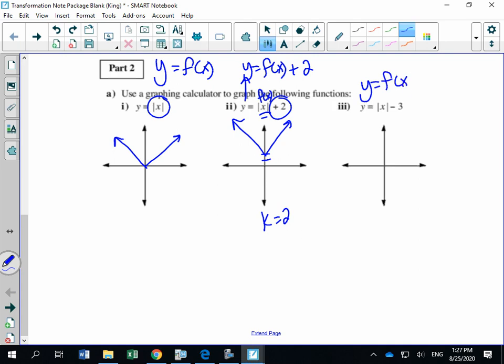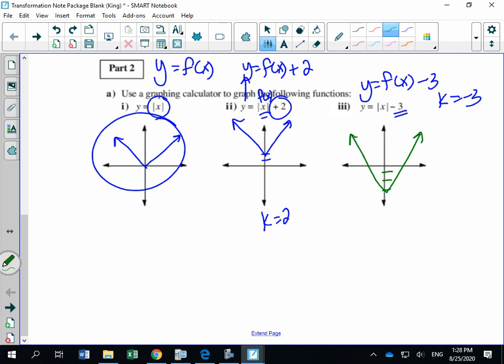This is going to be our function minus 3. So our function was this guy here, and now we're going to subtract 3. That means our K value is minus 3. What that means is our graph is going to be vertically translated 3 units down. The shape of my graph does not change at all. It just took this graph and it went 3 units down.